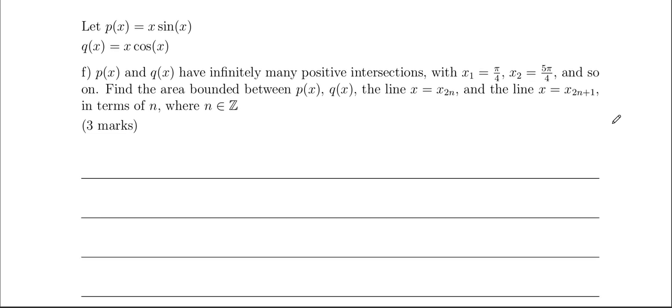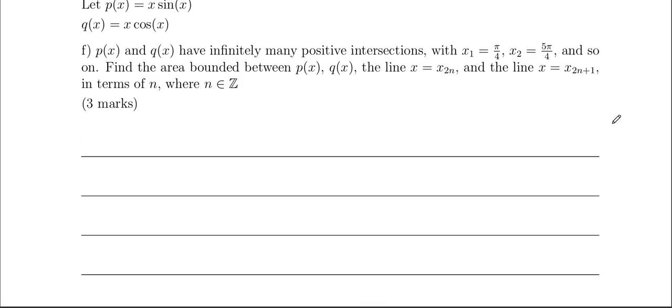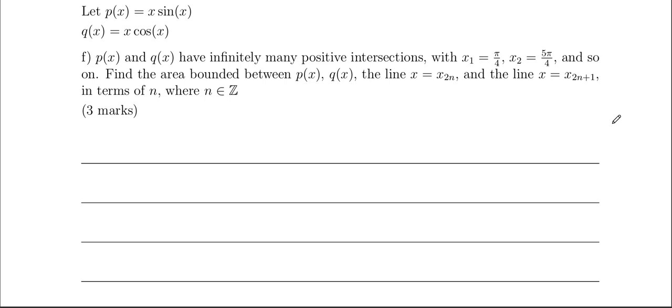All right, last question, for question 4 at least. Let P of x equal x sine of x and Q of x equal x cos of x. P of x and Q of x have infinitely many positive intersections. Find the area bounded between P of x, Q of x, the line x equals 2n, and the line x equals 2n plus 1.